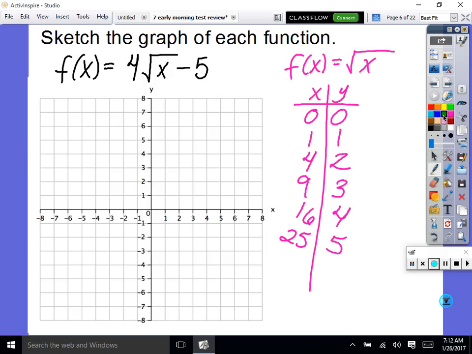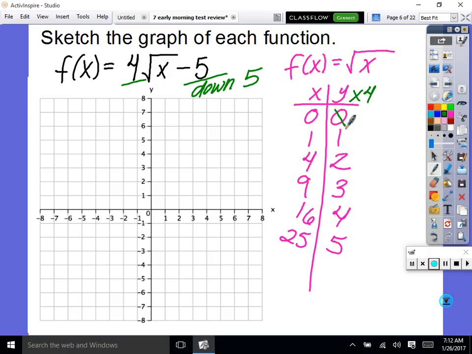So now we're doing a stretch of 4, so we've got to do that first. Take all your y values and always multiply by that first. So let's times by 4. Let's write down those, and then we're going down 5 after that. So that's another shift on y, correct? So let's do this one first. So I'm going to write that out.